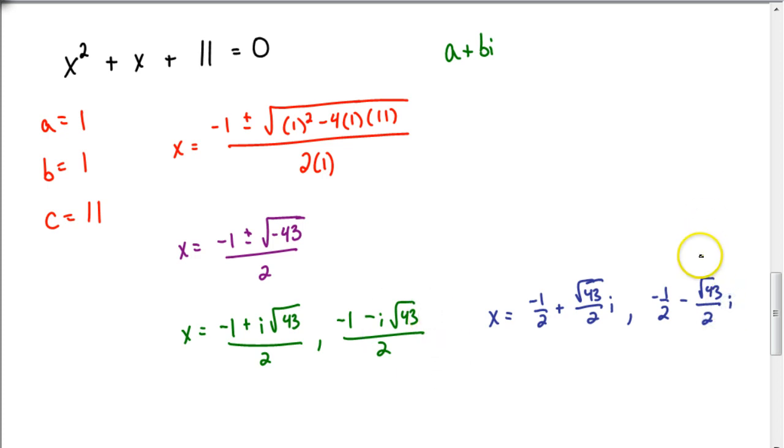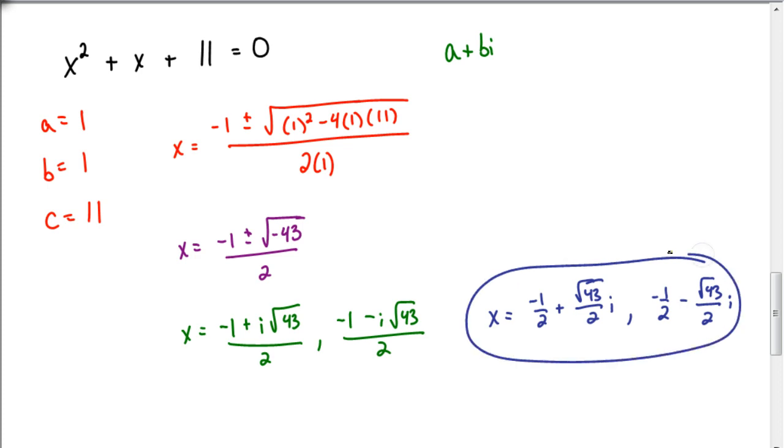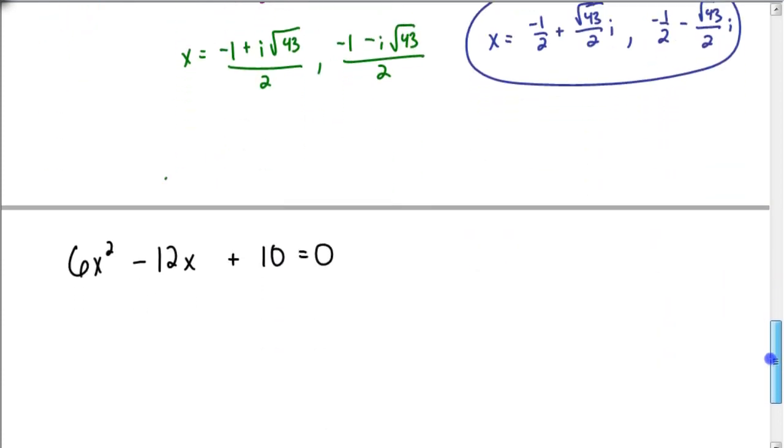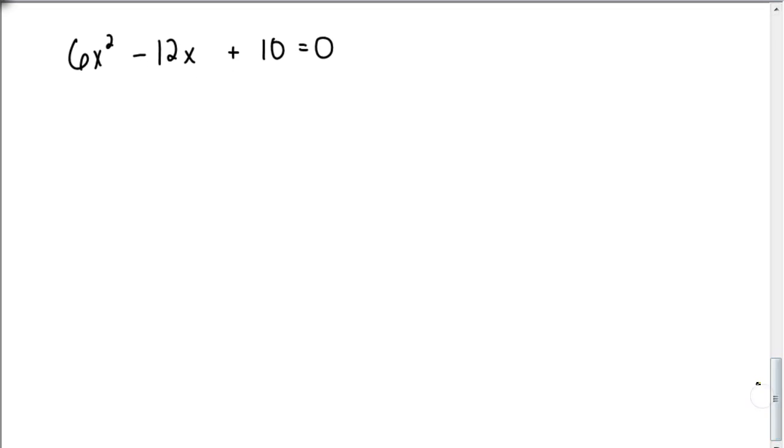So that would be your answer. Okay, I want you guys to try the same thing on this particular example: 6x squared minus 12x plus 10. I want you to use the quadratic formula here and simplify it as much as you can. And make sure you put your answer in a plus bi form when you get a final answer, if you're using an imaginary number. So go ahead and try this on your own. Hit pause on the video and hit play when you're ready to check your answer.